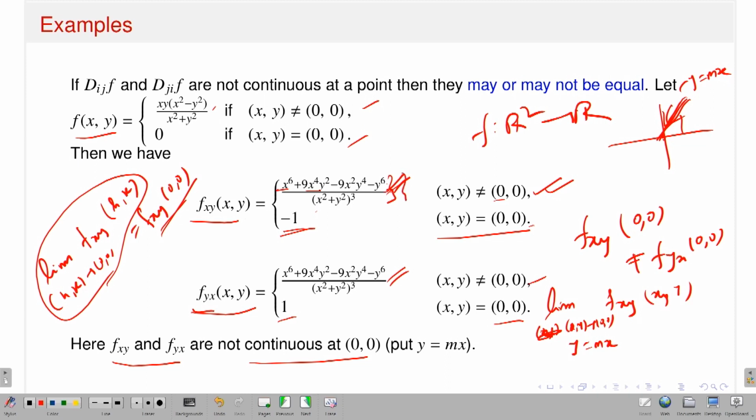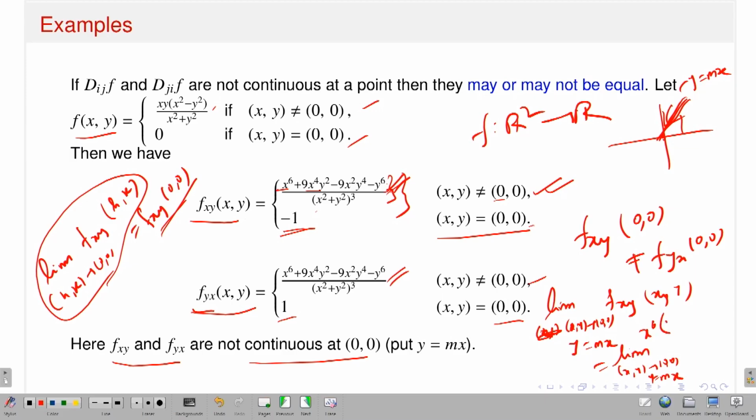See, you have the expression, right? So, you put the value. That means this should be the limit as (x, y) approaches (0, 0) along the path y is equal to mx, and then just put the value. What will happen? If I put y is equal to mx, then x to the power 6 will come out. So, some function of m will remain.